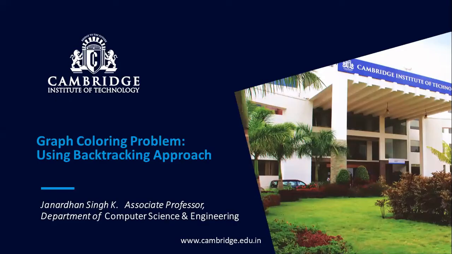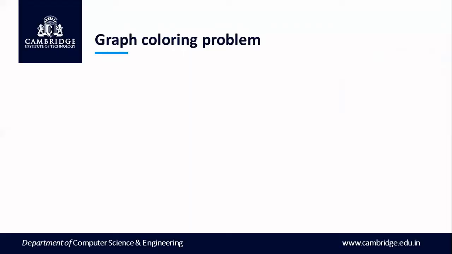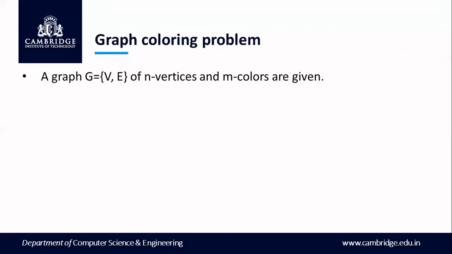Here, the graph coloring problem is one of the very popular problems which can be solved with the help of the backtracking approach. So, in the graph coloring problem, a graph is given, where the graph contains a set of vertices and edges.